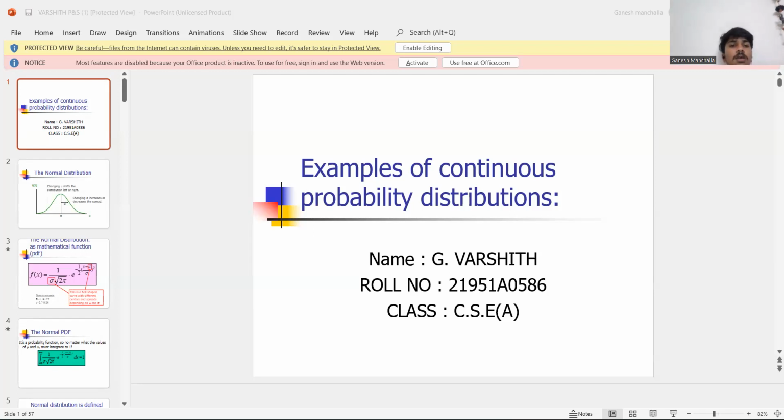Examples of continuous probability distributions. The normal distribution. Changing mu shifts the distribution left or right. Changing sigma increases or decreases the spread.